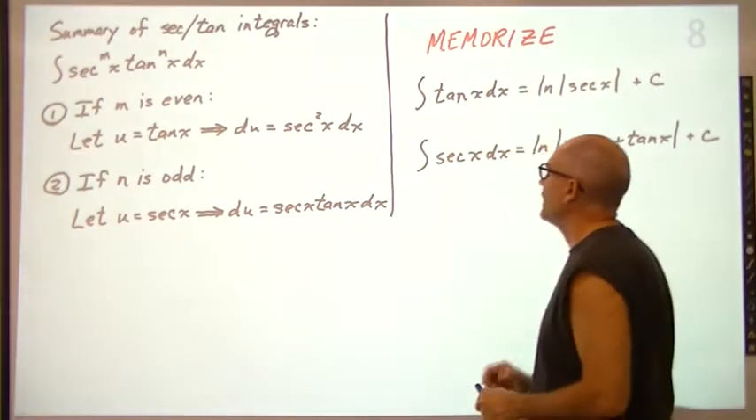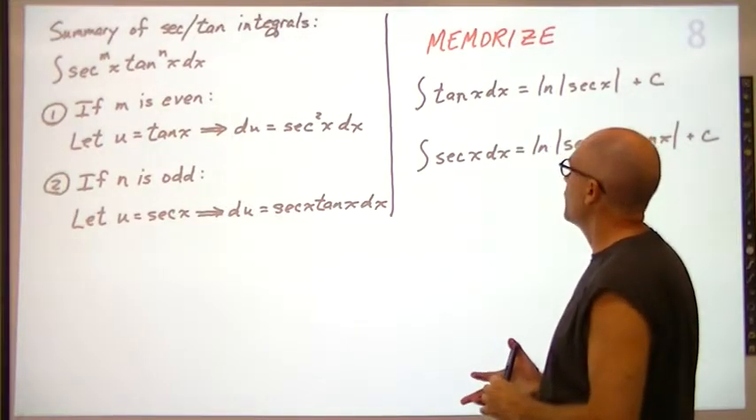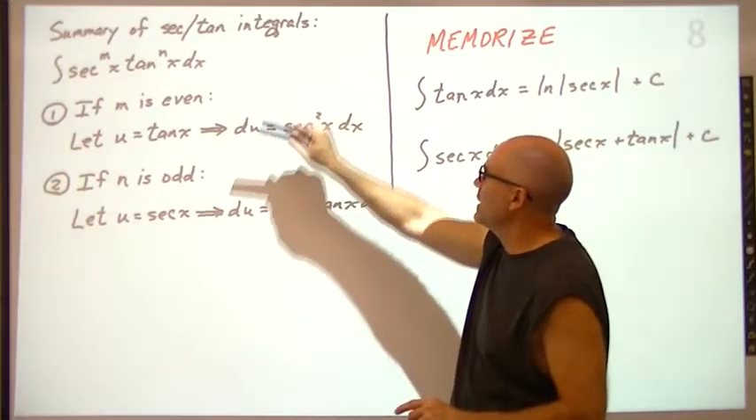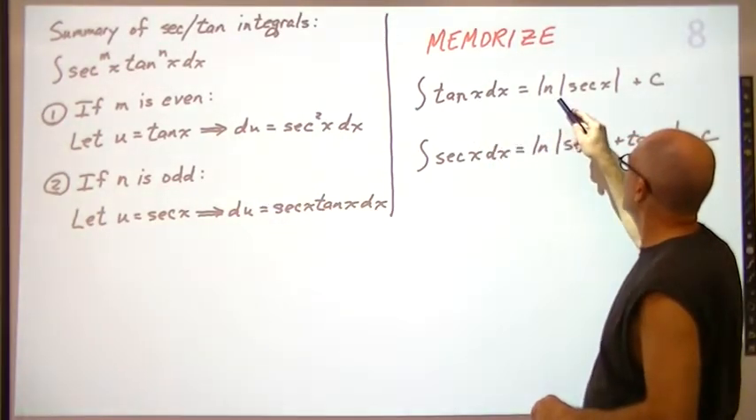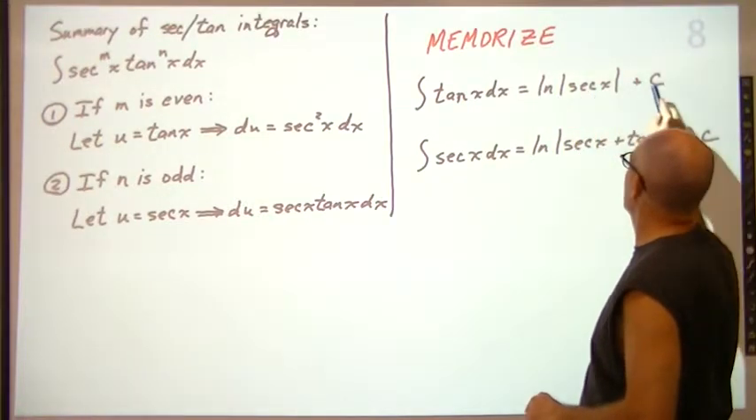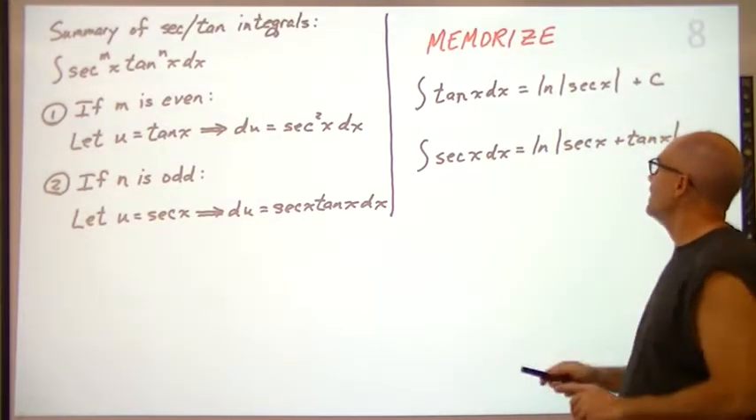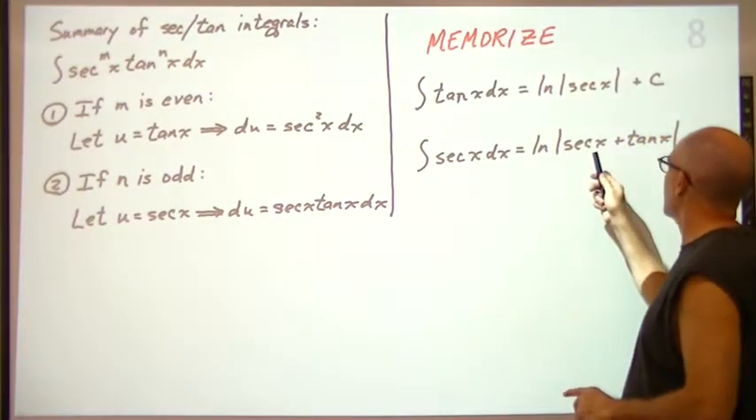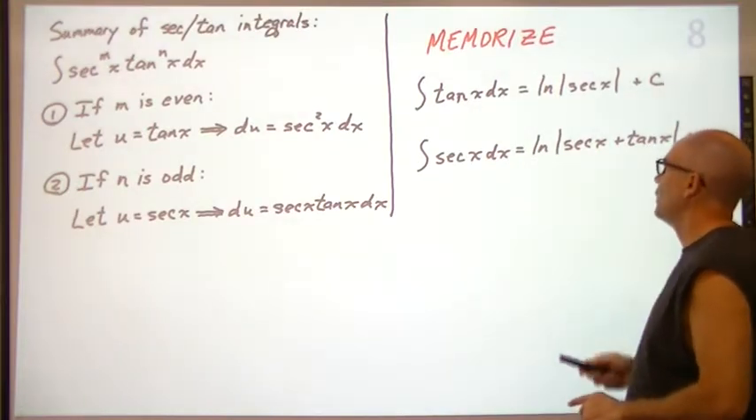So, that's it. Now, two things that you want to memorize that won't be covered in this. The integral of tangent is natural log absolute value of secant plus c. The integral of secant is natural log absolute value of secant plus tangent plus c.